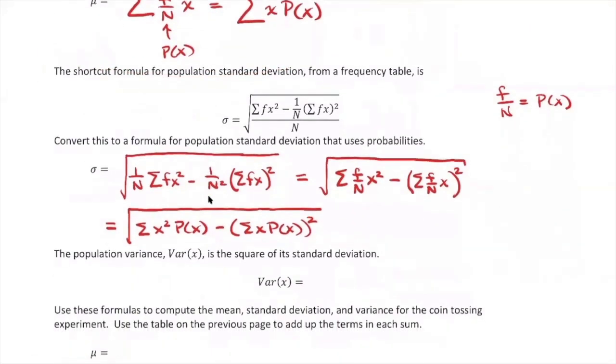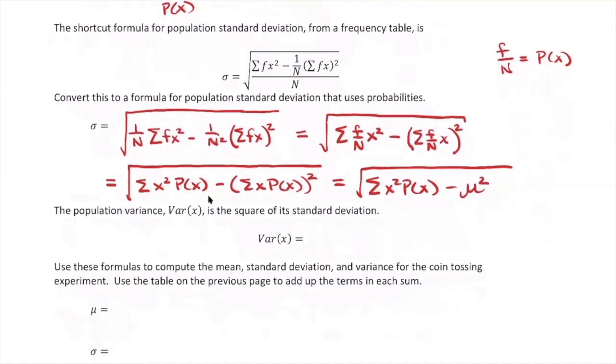So I can say, oh, this is the square root of the sum of x squared p of x minus the sum of x p of x, that's the mean up above, squared. So that's going to be the formula for the standard deviation of a probability distribution. And I've mentioned in passing that variance is just the square of the standard deviation. So the variance of x is sigma squared.